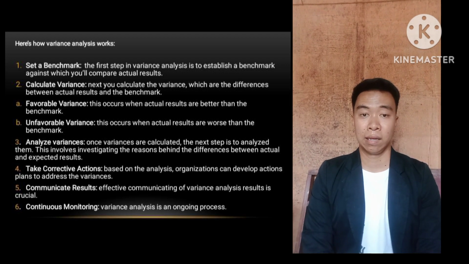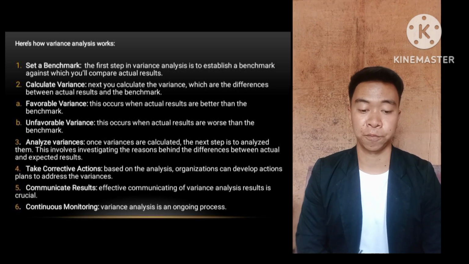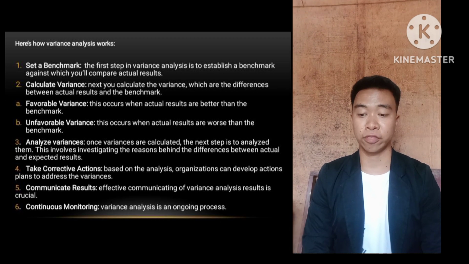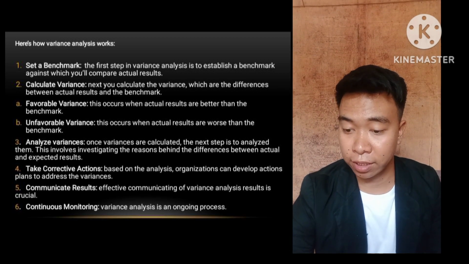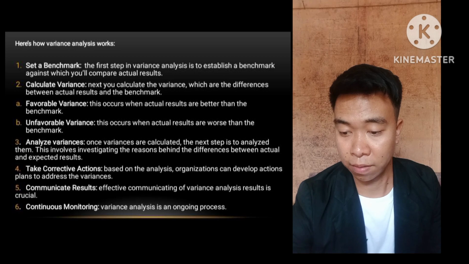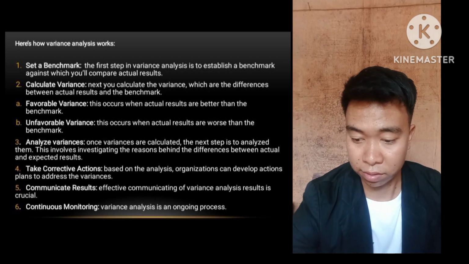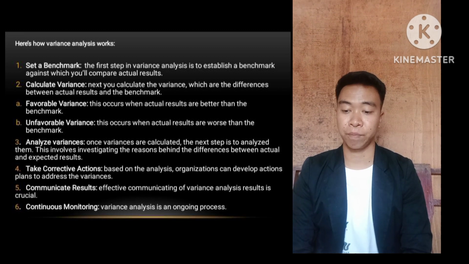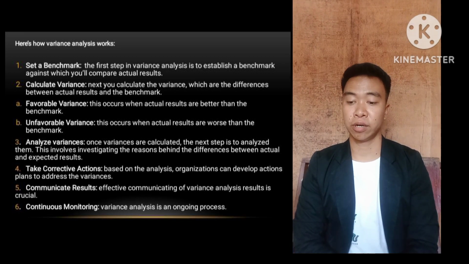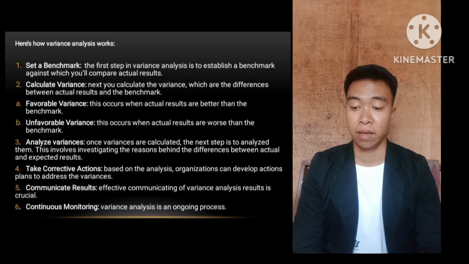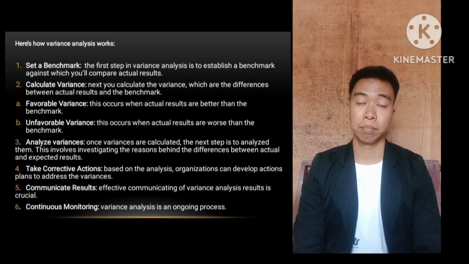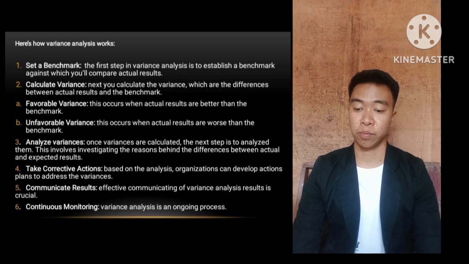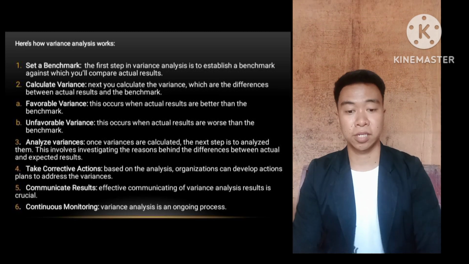Why is it called an ongoing process? It is called an ongoing process because it is a method of assessing the difference between estimated budgets and actual numbers. So it is a quantitative method that helps to maintain better control over a business.